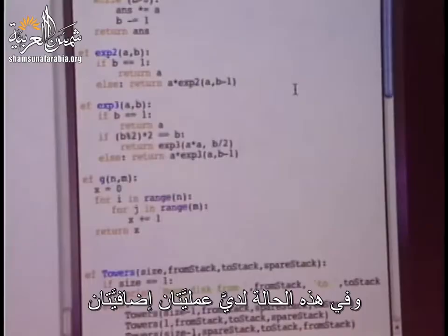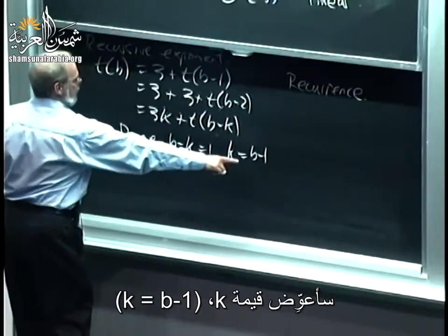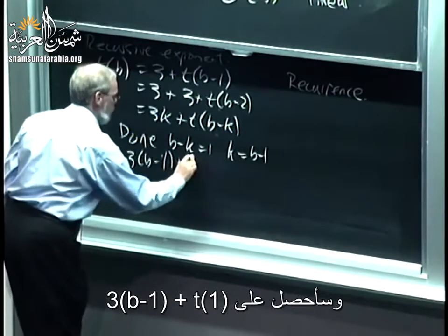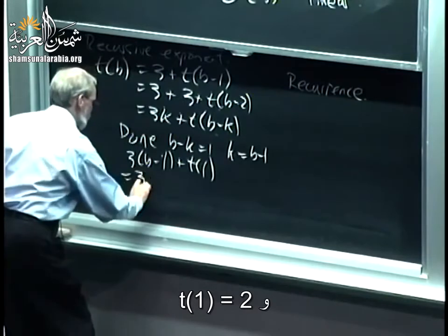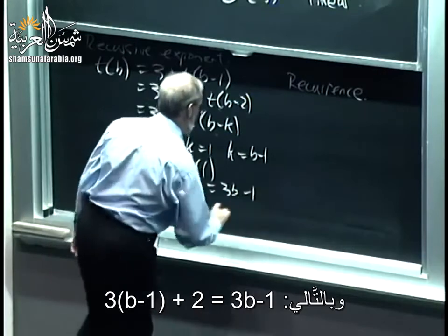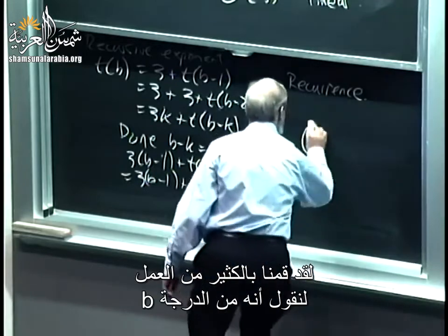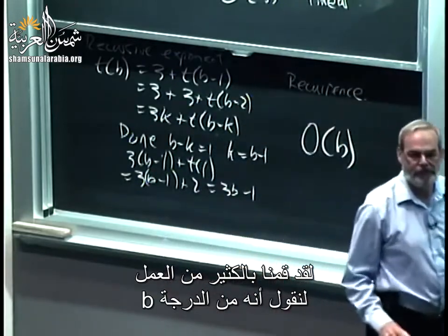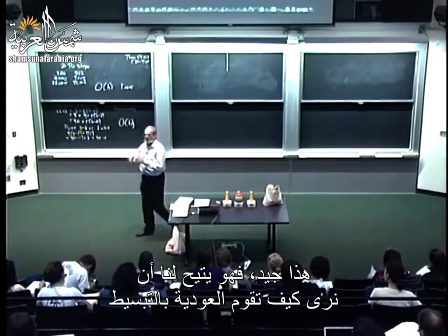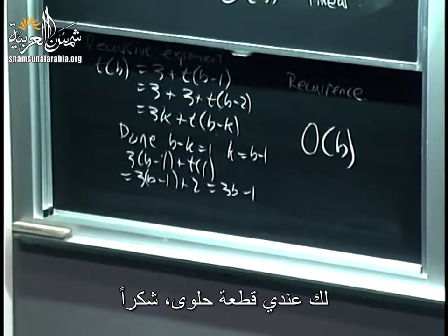And in that case, I got 2 more operations to do. So if I plug this all back in, t of b is, I'm going to put k for b minus 1, I get 3 times b minus 1 plus t of 1. I said t of 1 is 2. So this is 3 times b minus 1 plus 2, or 3b minus 1. A whole lot of work to basically say, again, order b. It's linear. But that's also nice. It lets you see how the recursive thing is simply unwrapping, but the complexity in terms of the amount of time it takes is going to be the same. I owe you a candy.